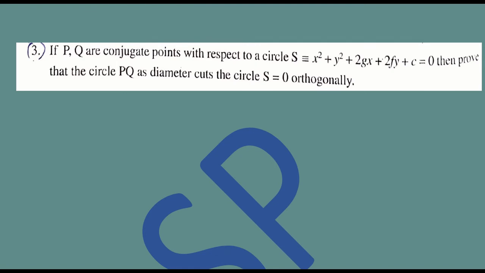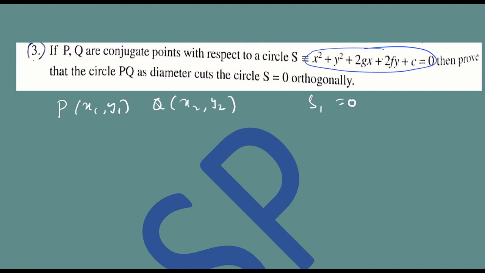Okay, in this problem let me assume p as (x1, y1) and q as (x2, y2). Now he gave that these points are conjugate with respect to this circle. Therefore, we have the polar of p passes through q. The polar of p is S1 equal to 0. It passes through q, so it satisfies. So you'll get S12 equal to 0. That is the hypothesis. That is what he gave.